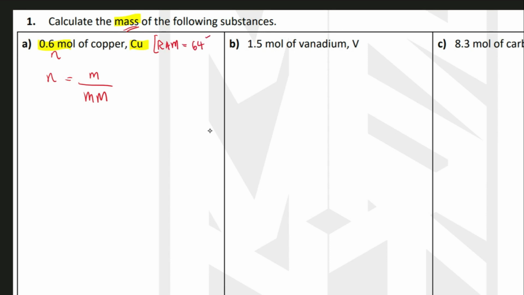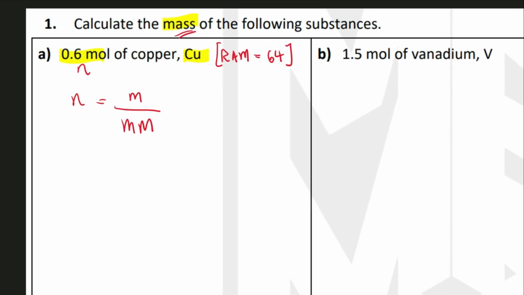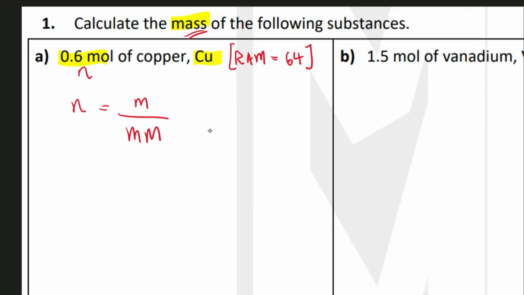This can be found in the periodic table and is usually given. Let's rearrange this to make the mass the subject of the equation. So mass equals mole times molar mass, which means this is 0.6 multiplied by 64, and the answer is 38.4 grams. When using the formula, the mass will be in grams.